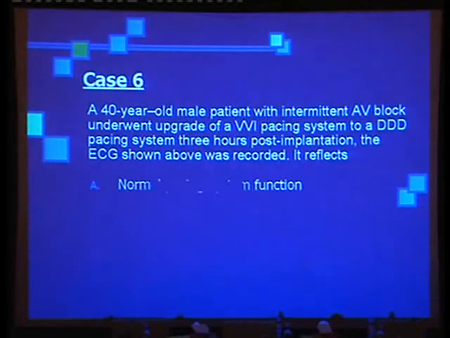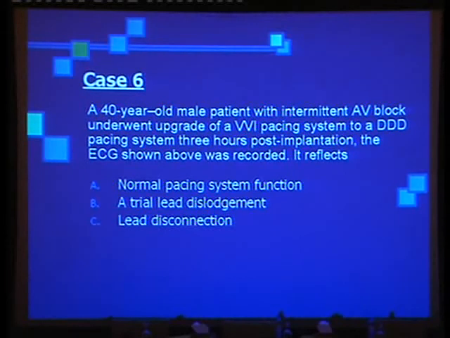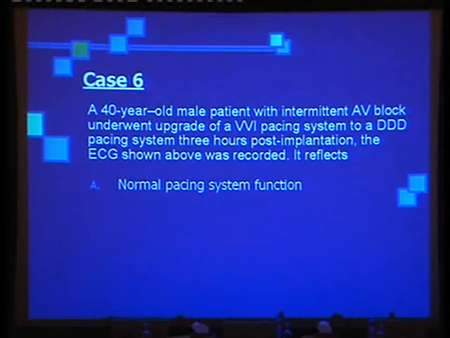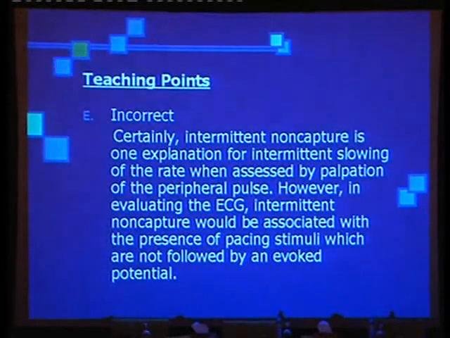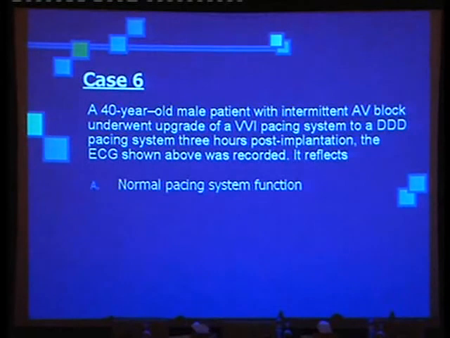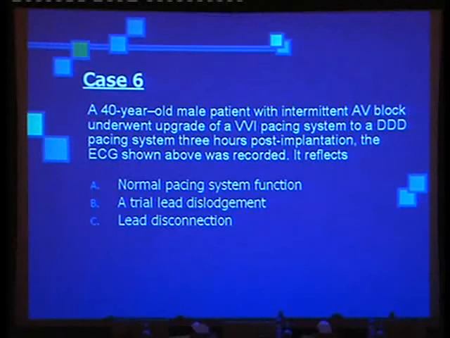I go to the last one. A 40-year-old male patient with an intermittent AV block underwent upgrade of a VVI pacing system to a DDD pacing system. 3 hours post-implantation, the ECG shown above was recorded. The question is: is this normal pacing system function, atrial lead dislodgement, lead discontinuation, ventricular undersensing, or atrial oversensing?